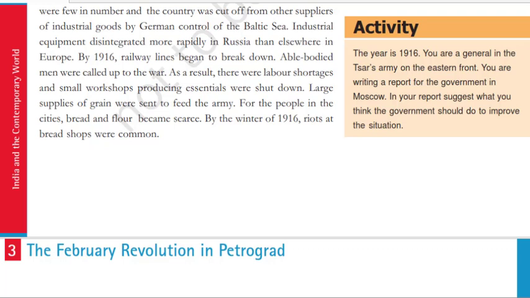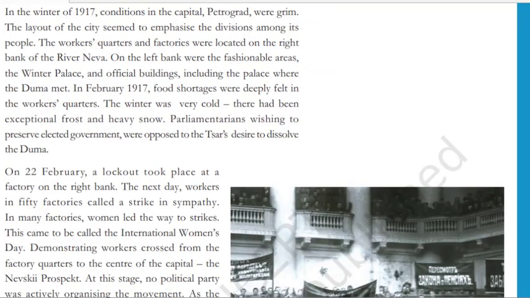3. The February Revolution in Petrograd. In the winter of 1917, conditions in the capital, Petrograd, were grim. The layout of the city seemed to emphasize the divisions among its people. The workers' quarters and factories were located on the right bank of the River Neva.